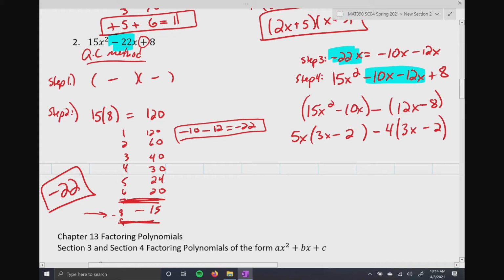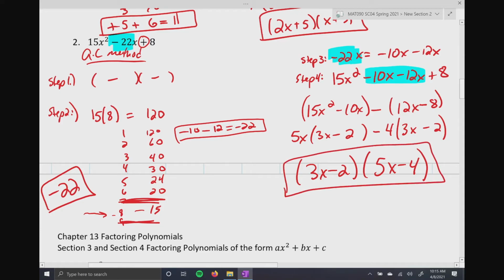How do I know I'm on the right track? How do I know everything I've done, steps 1, 2, 3, and 4, is all correct? Couldn't have said it better myself, Amanda. Thank you so much. The numbers inside the parentheses match. That is how you know all the work that you did up to this point is absolutely correct. Let's factor out the 3x minus 2. And whatever's left over goes into the second set of parentheses: 5x minus 4. Okay?